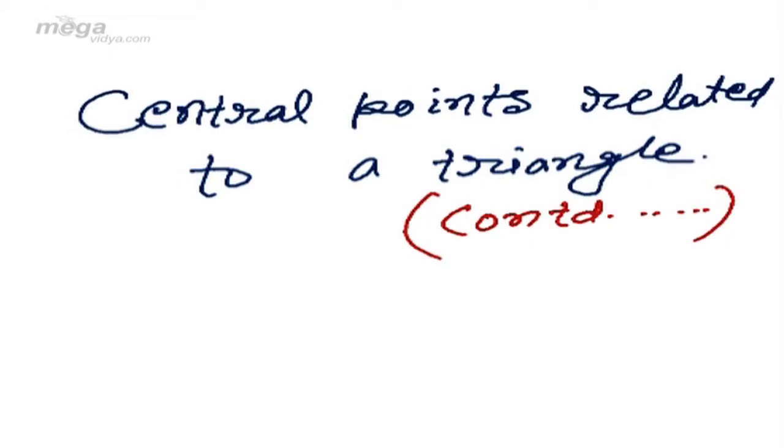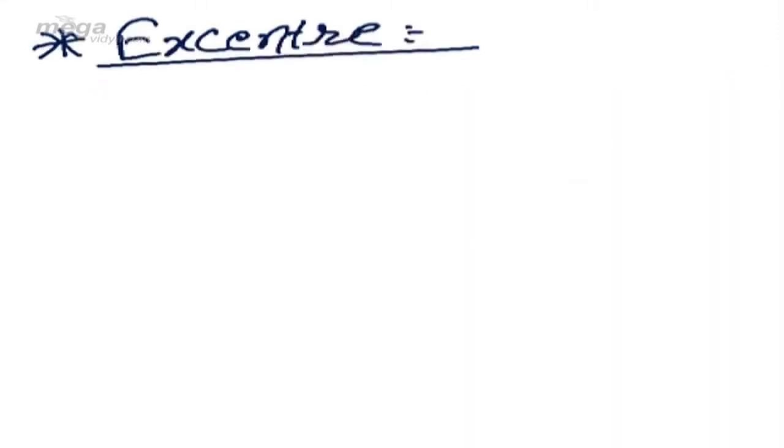Hello student, last time we did the central points related to a triangle, and in this topic we did the centroid of a triangle and the incenter of a triangle. Now this time we will move ahead with the next point, that is called the excenter. Excenter of a triangle. Student, first of all, what is the excenter?